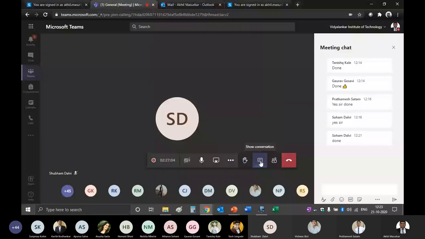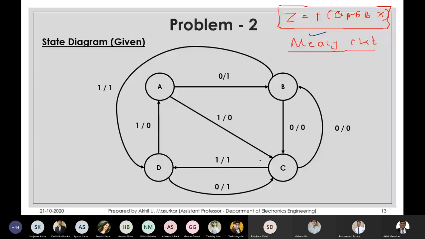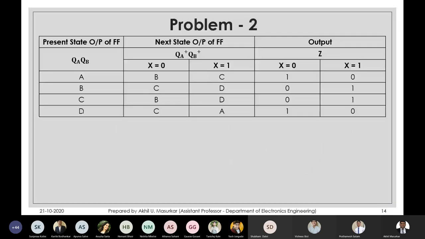Okay. So let's go to the problem now. This problem has three parts. First, we will implement using D, then using JK, and then using T flip-flop. So now let us go to the implementation using D flip-flop. So this is the state table. The states are A, B, C, and D.